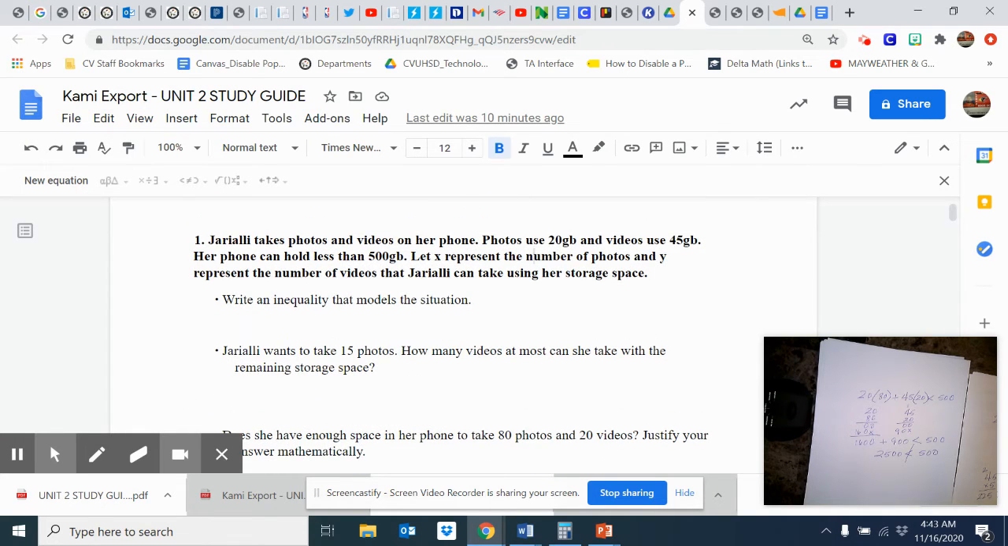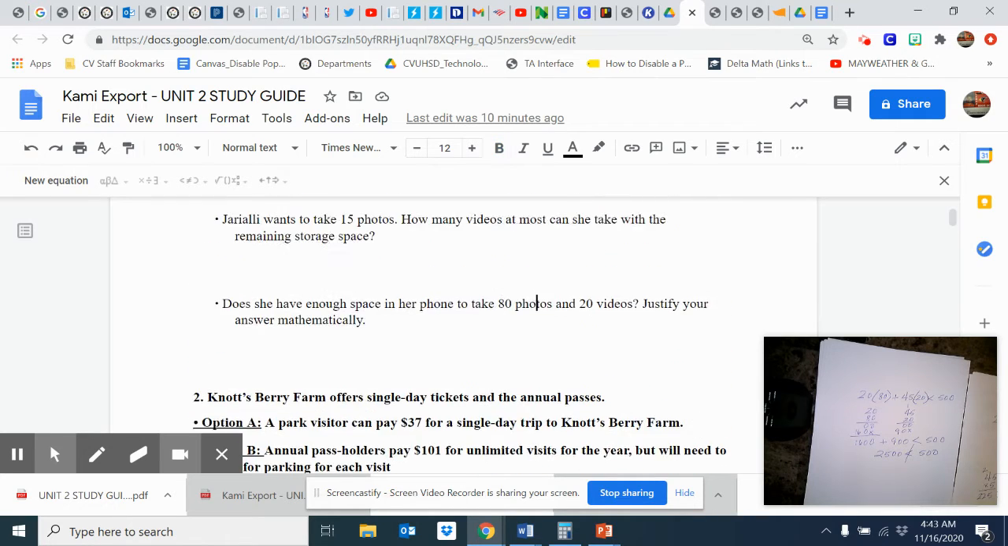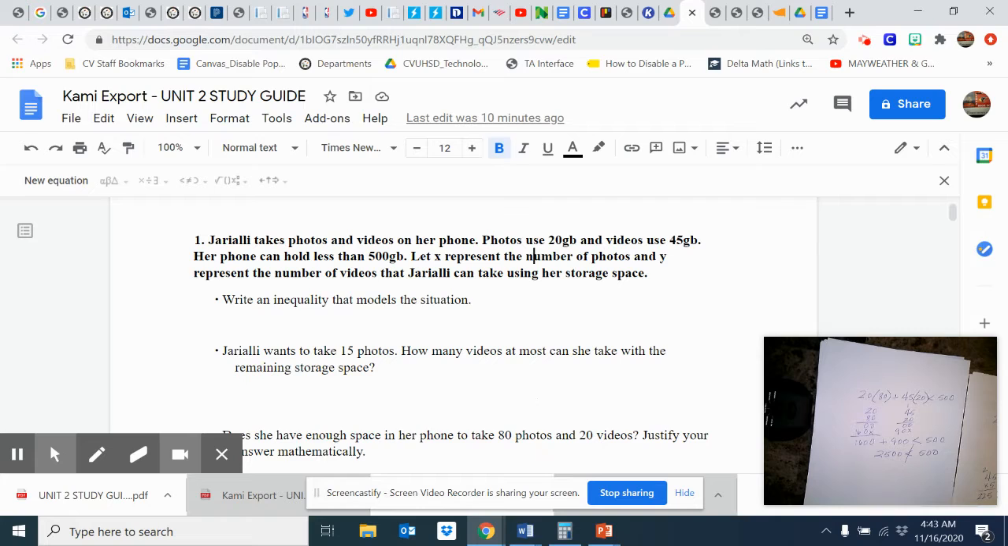And as you can see here, that is 20 gigabytes for each photo. So she takes 80 photos. No, it's not going to work for that. All right. You want to look out for the phrases of less than for your word problems.